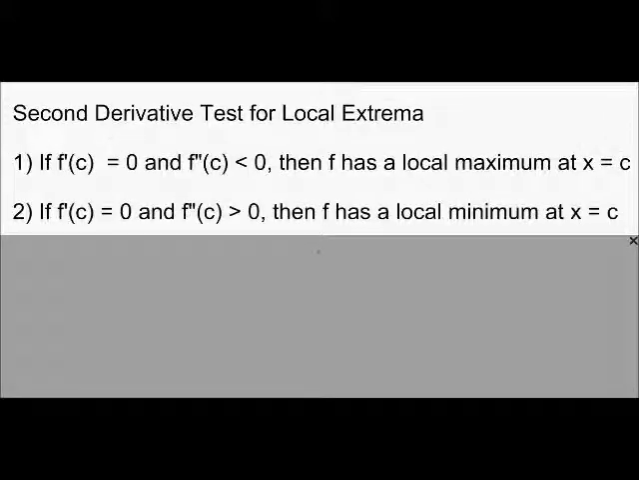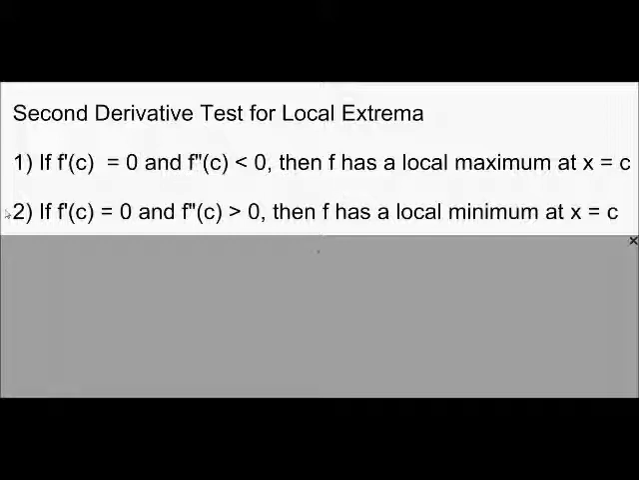The second derivative test for local extrema. Part 1: if f prime of c equals 0, so the slope of your original function is 0 at whatever point, and f double prime of c is less than 0, so the slope of your derivative is negative, then f has a local max at x equals c.